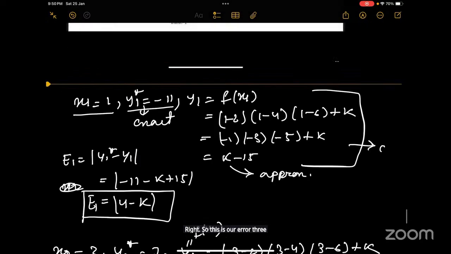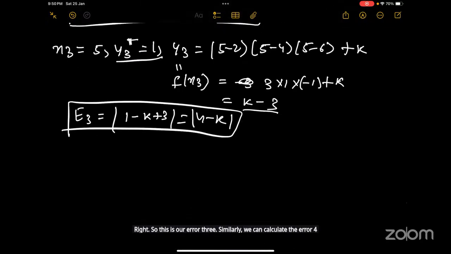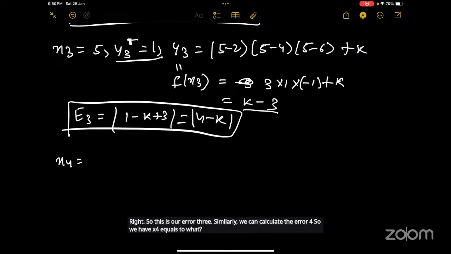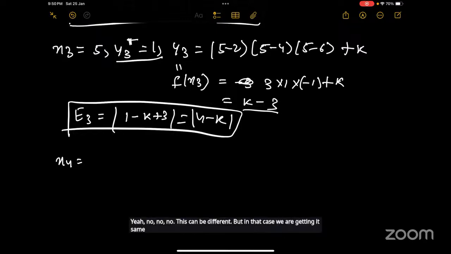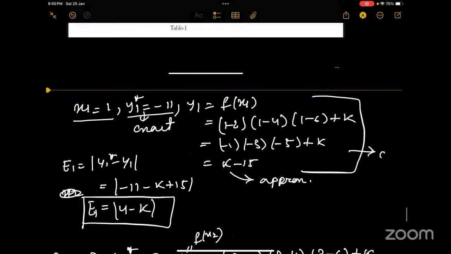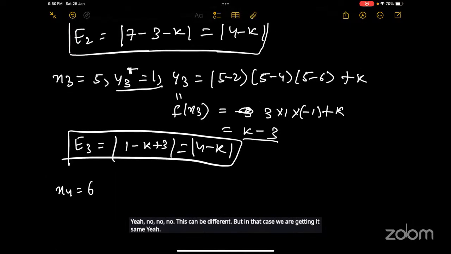Similarly, we can calculate the error 4. So we have x4 equals 1. Here we are getting the error the same, but it is not always possible, na, that the error should be the same. No, this can be different, but in that case, we are getting it the same. Okay, ma'am. Yeah, they can be different.